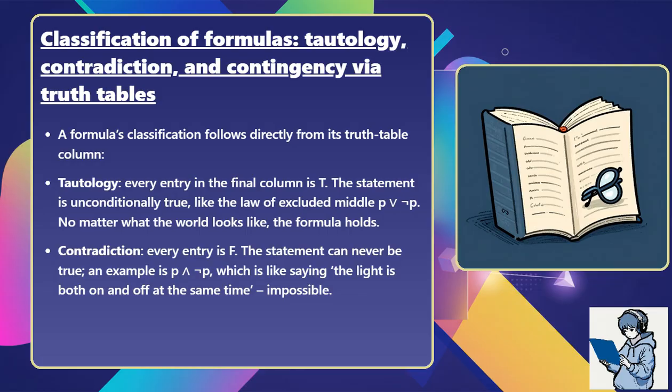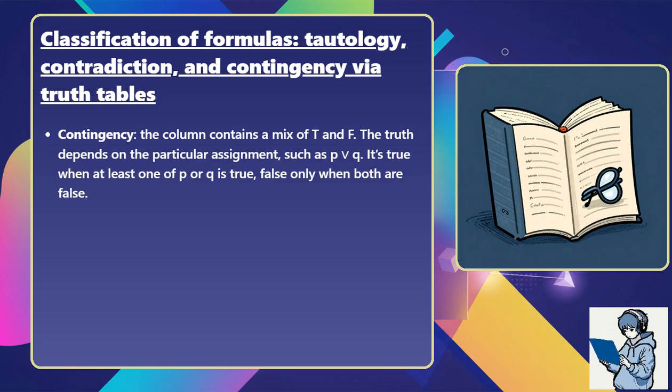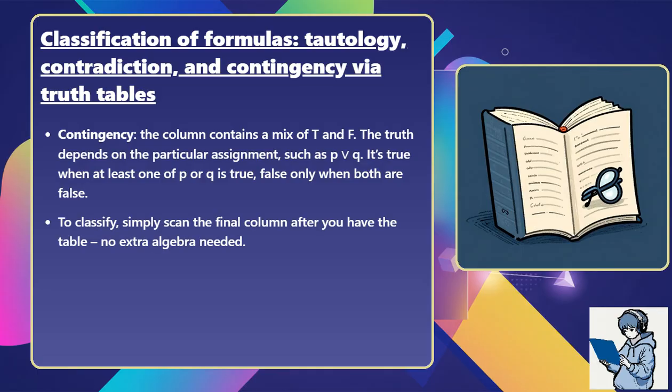Contingency: the column contains a mix of T and F. The truth depends on the particular assignment, such as P or Q. It's true when at least one of P or Q is true, false only when both are false. To classify, simply scan the final column after you have the table.